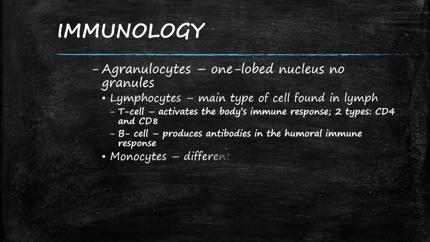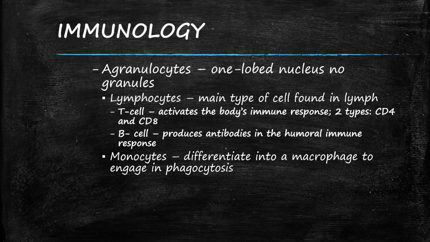And then our monocytes. Monocytes are very interesting cells as they are able to differentiate into a macrophage at the site of infection, and then these macrophages are capable of engaging in phagocytosis, which is the engulfing or the eating of another cell. So very fascinating cell here, the monocyte.